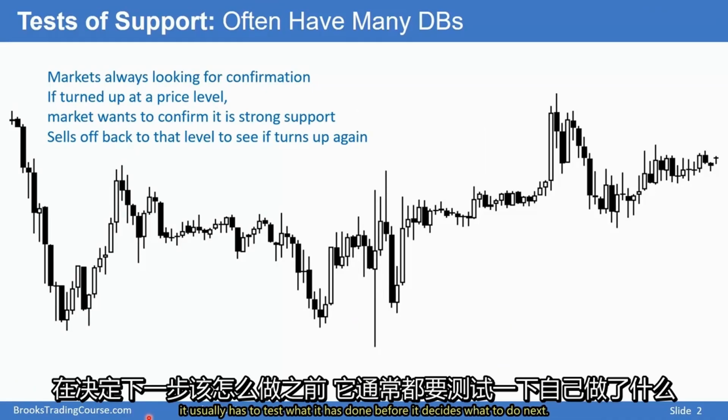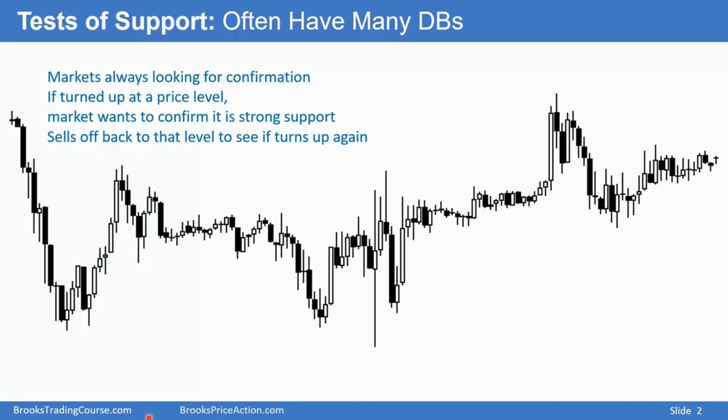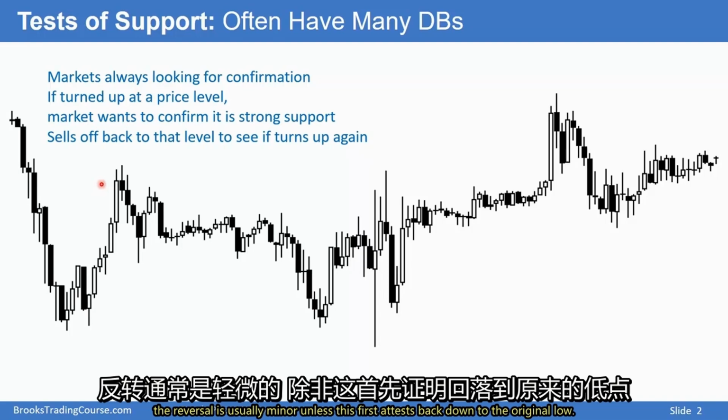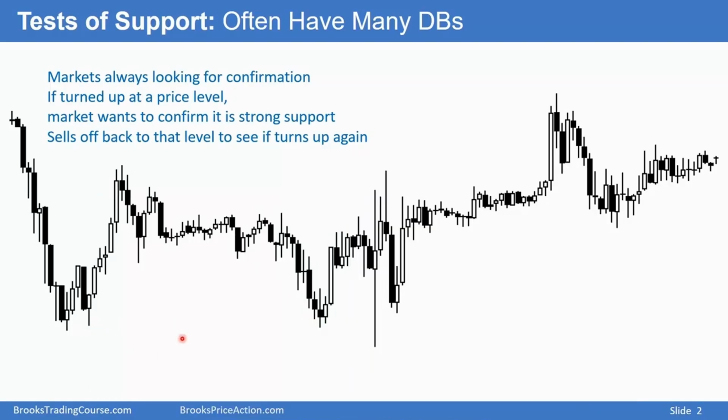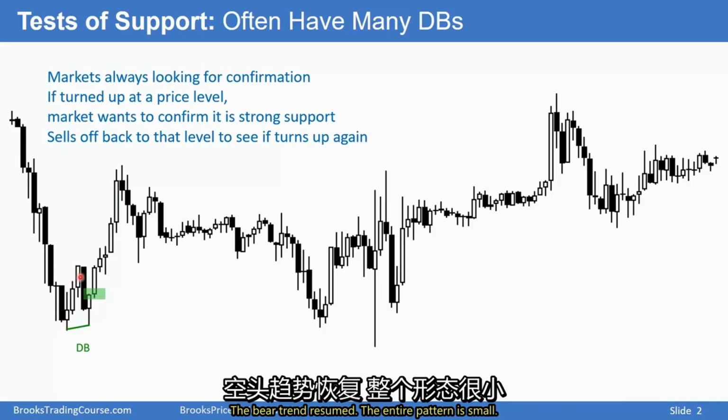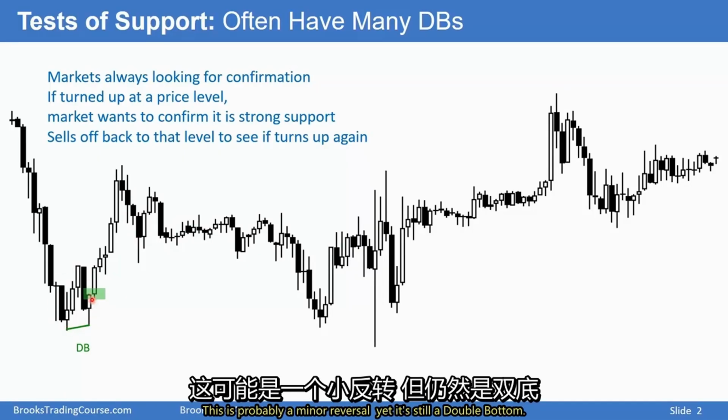Whenever the market does something, it usually has to test what it has done before it decides what to do next. For example, if it's selling off and reverses up, the reversal is usually minor unless there's first a test back down to the original low. Very strong bear trend. The first reversal up is probably minor. The bear trend resumed. The entire pattern is small. This is probably a minor reversal, yet it's still a double bottom.